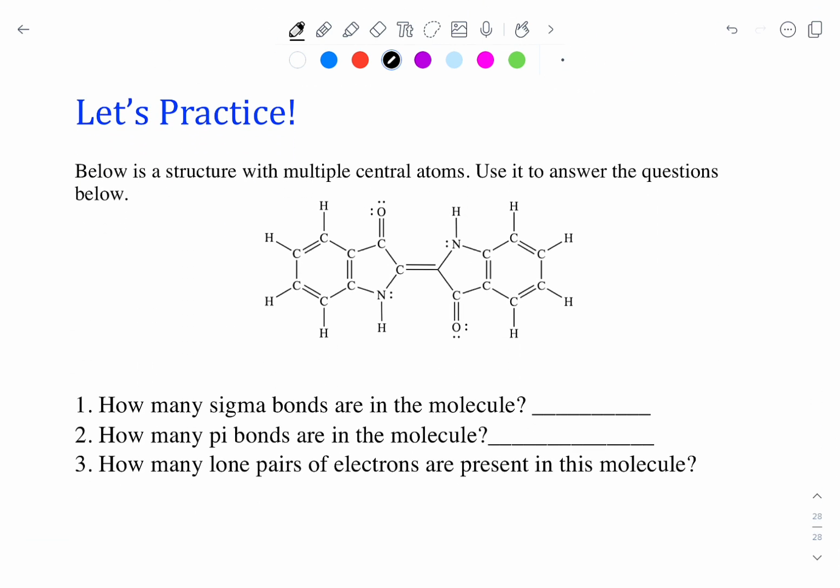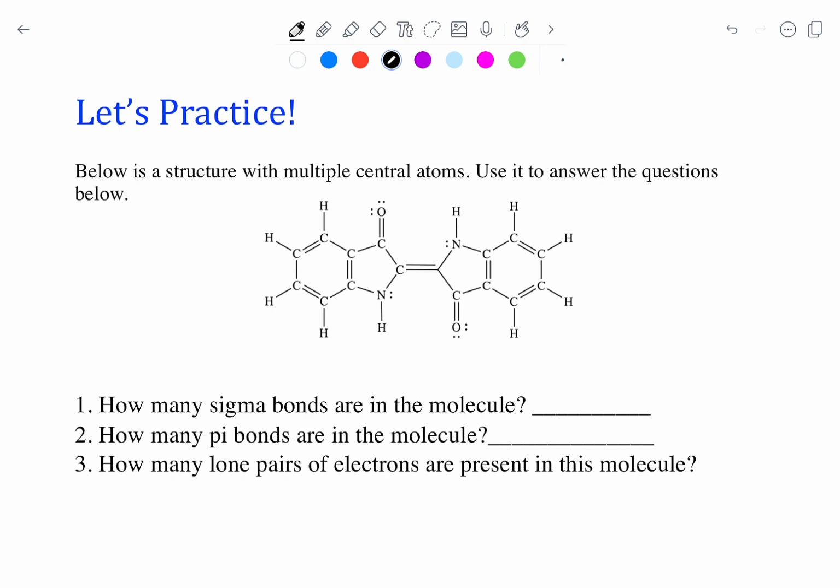Okay, in our last practice problem here, below is a structure with multiple central atoms. Use it to answer the questions below. How many sigma bonds are in the molecule? How many pi bonds are in the molecule? And how many lone pairs of electrons are present in this molecule? Okay, so pause your video, go through this molecule, start labeling up your sigma and your pi bonds.